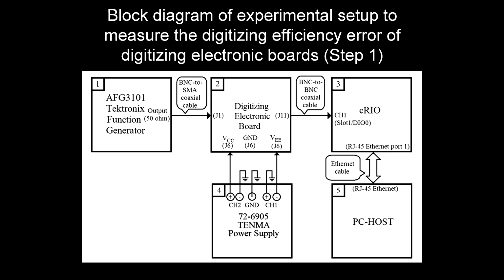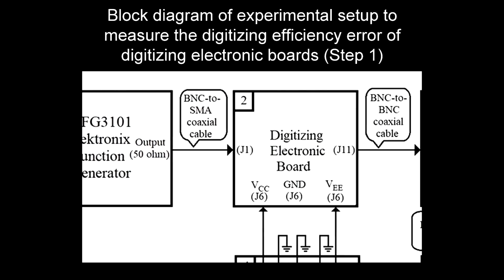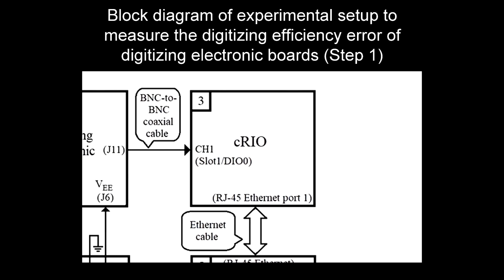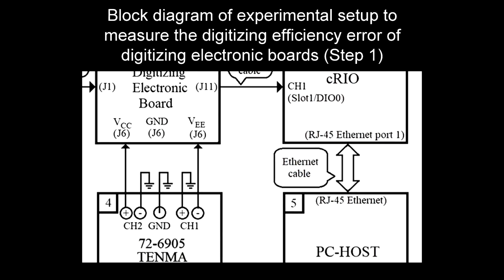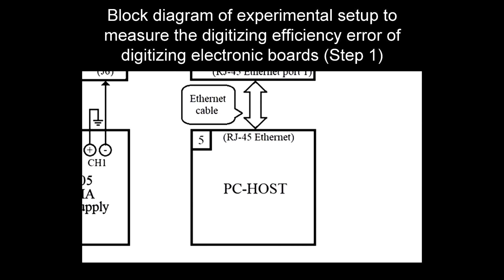The experimental setup has 5 items as follows. Tektronix function generator, as represented in block 1. Digitizing electronic board, as represented in block 2. Compact RIO system or DAQ system, as represented in block 3. Tenma power supply, as represented in block 4. PC host with LabVIEW 2014, as represented in block 5.